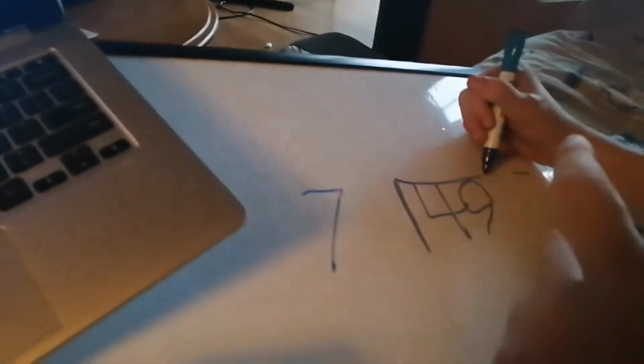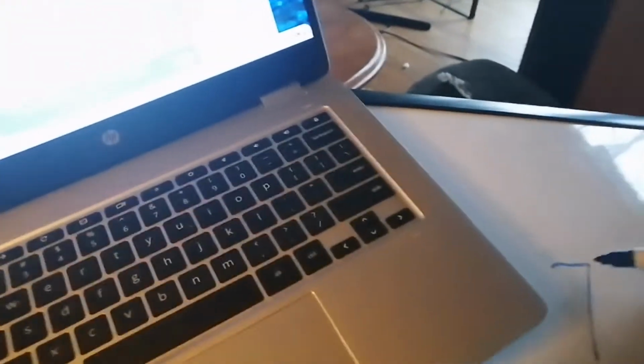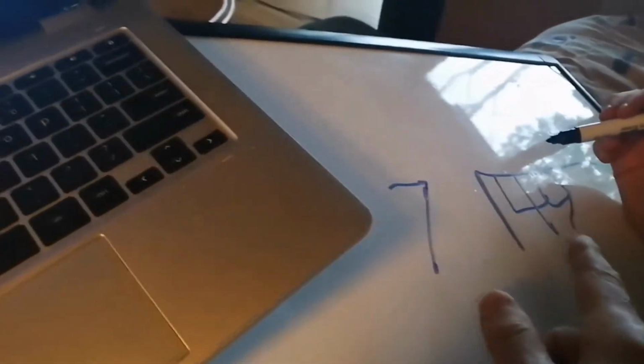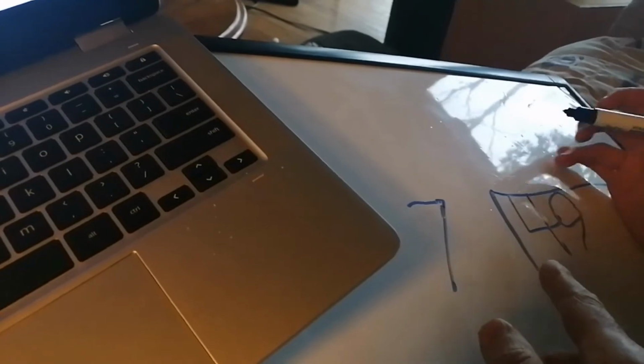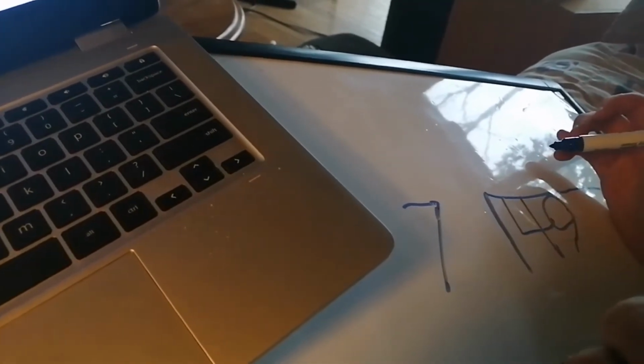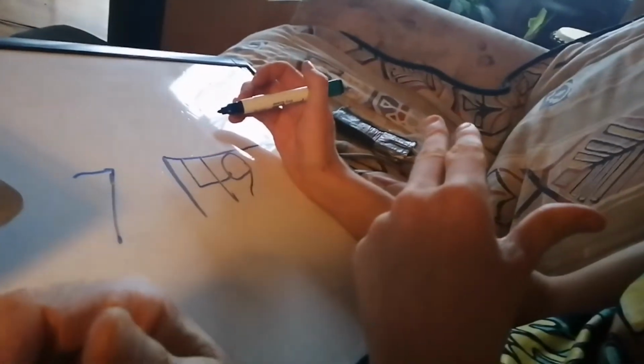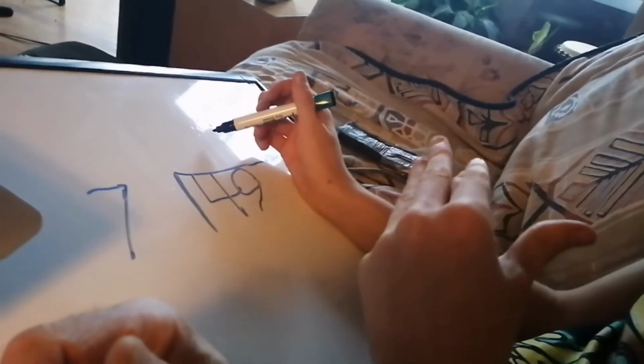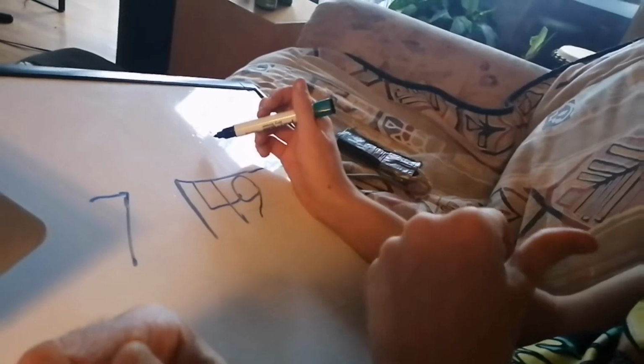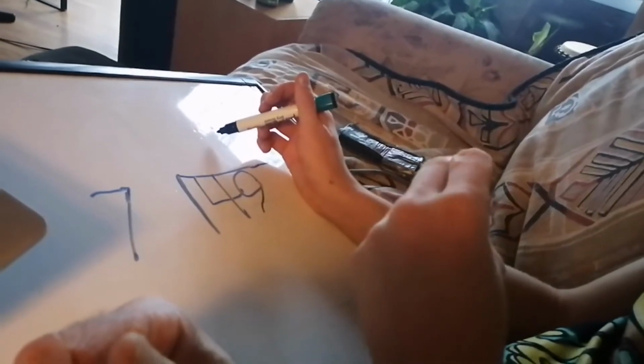Okay, 7 into 49. How many times? Come on, do your times tables. 7 times 1 is 7. 7 times 2 is 14. 7 times 3 is 21. 7 times 4 is 28. 7 times 5 is 35. 7 times 6 is 42.